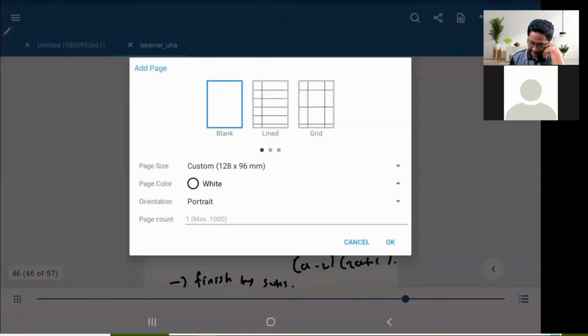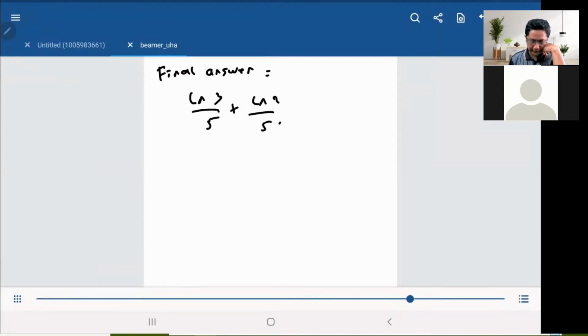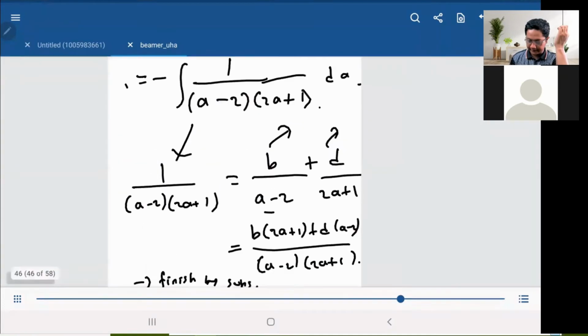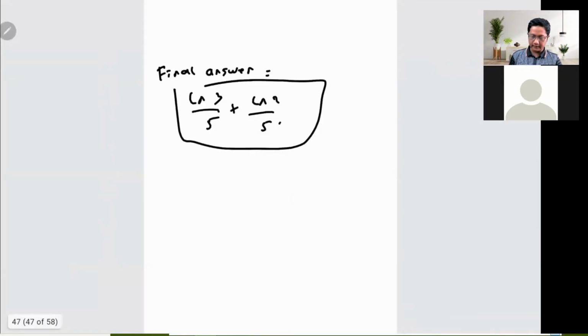The final answer is ln 3 over 5 plus ln 2 over 5. If I'm not mistaken, you can try, and if you find some mistake and don't get this answer, then just write on our WhatsApp group.